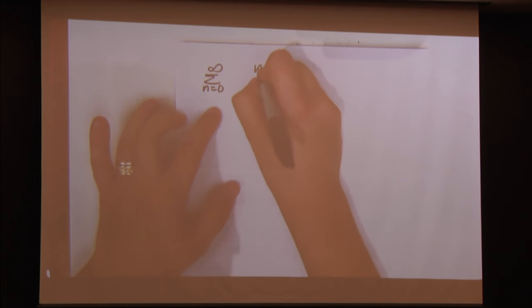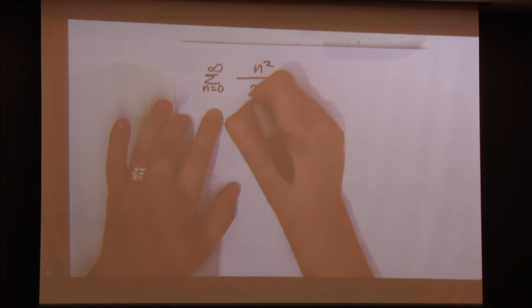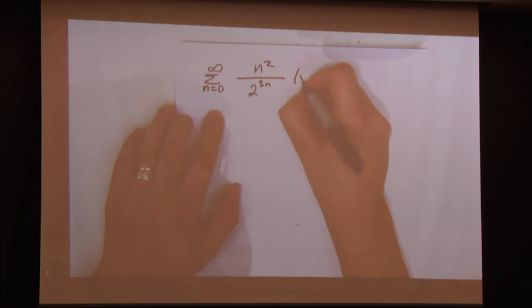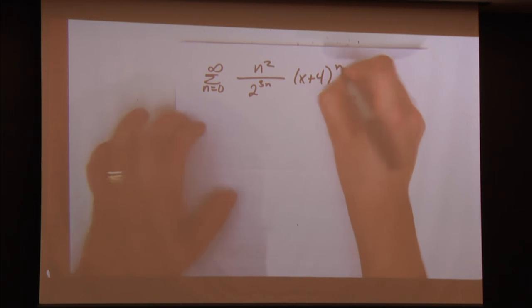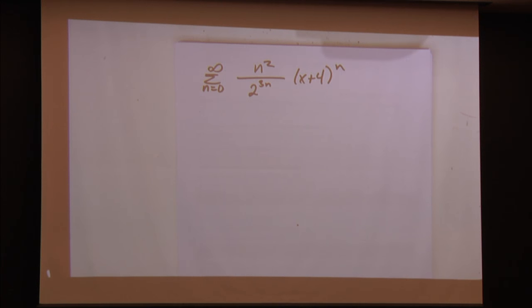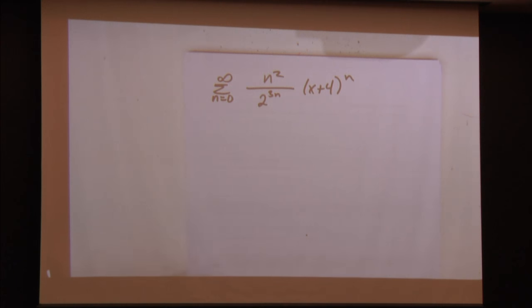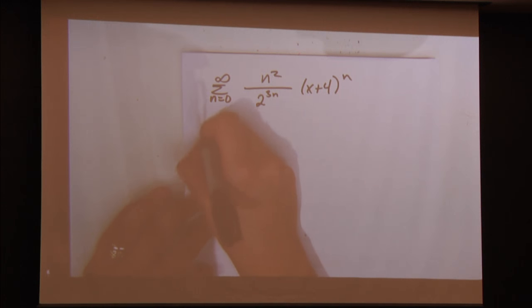So then it would be n squared over 2 times 3 to the n, times x plus 4 to the nth power. We're going to find the radius of convergence on this thing. Okay, power series, ratio test. They should be associated in your mind like chocolate and happiness.